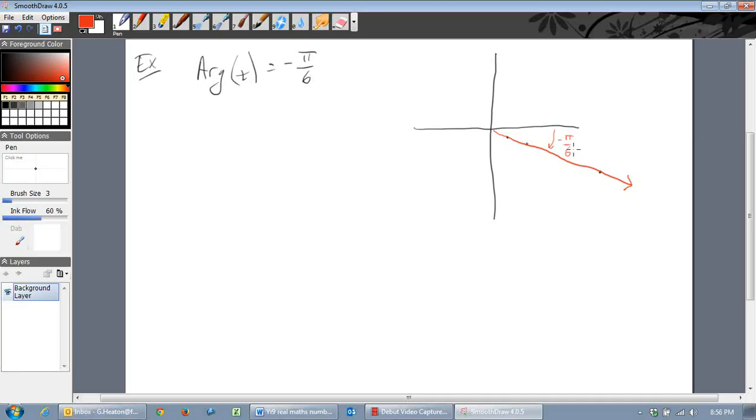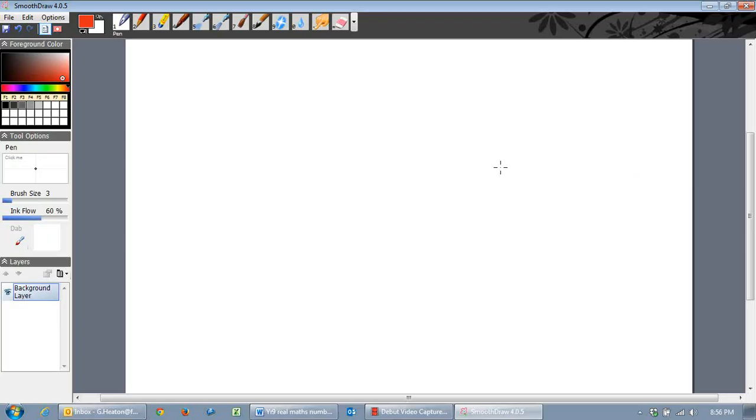The only thing to remember about this is it does not include the origin. So we draw a round circle around that. It does not include that point, because that point right in the middle could be any argument. We don't know what it is. It doesn't really have an argument because it doesn't go anywhere. So always put a circle around that when you draw a ray. So that's how we draw an argument.